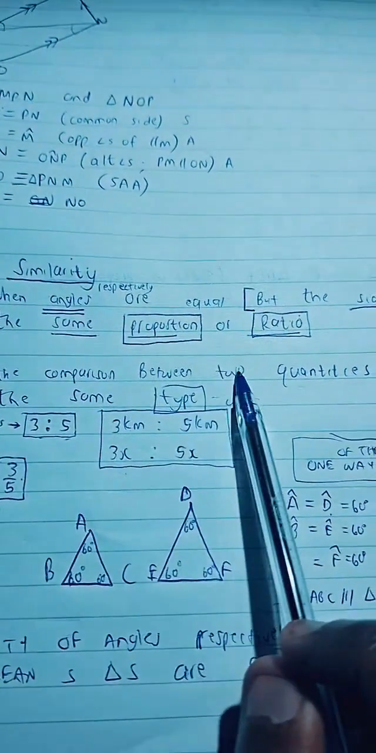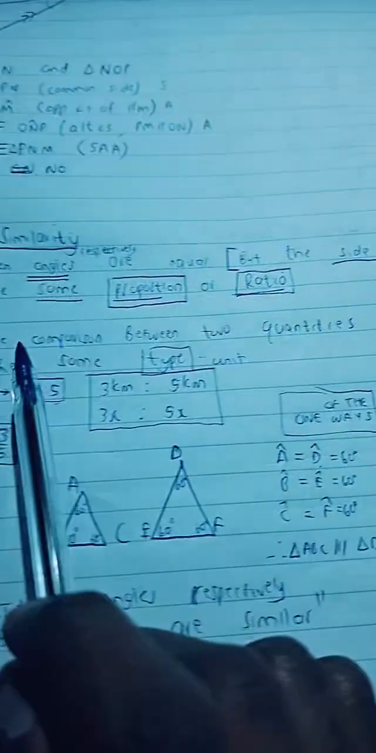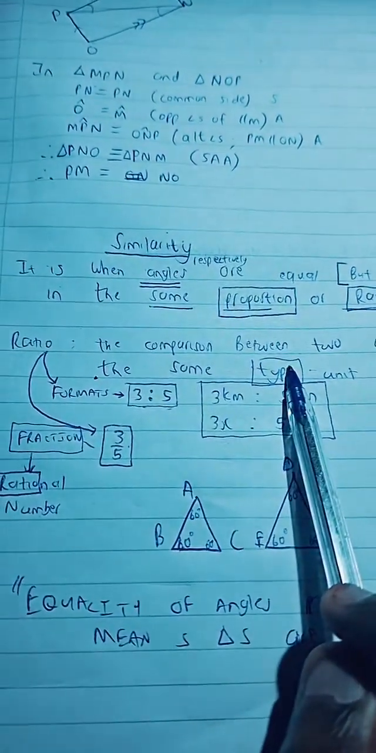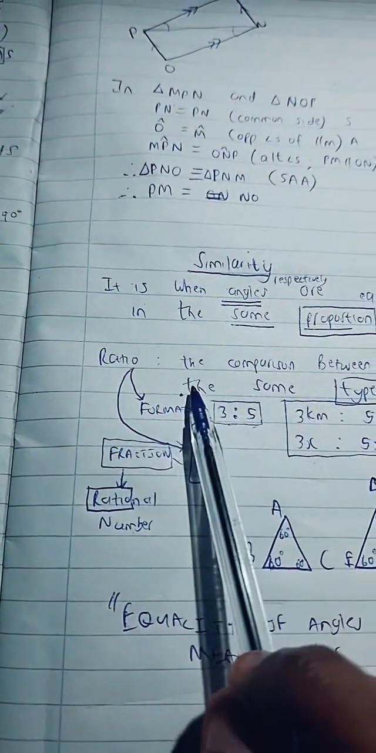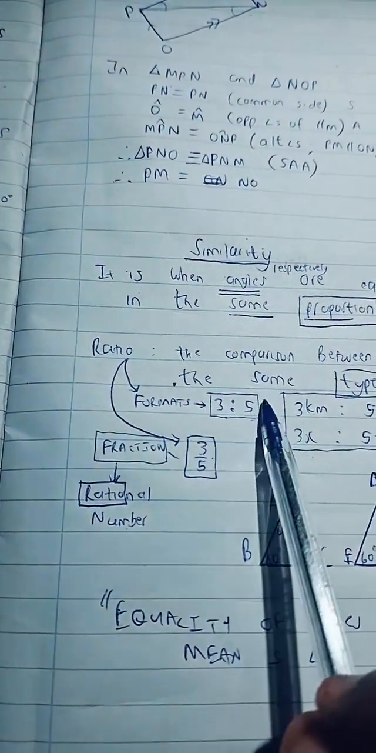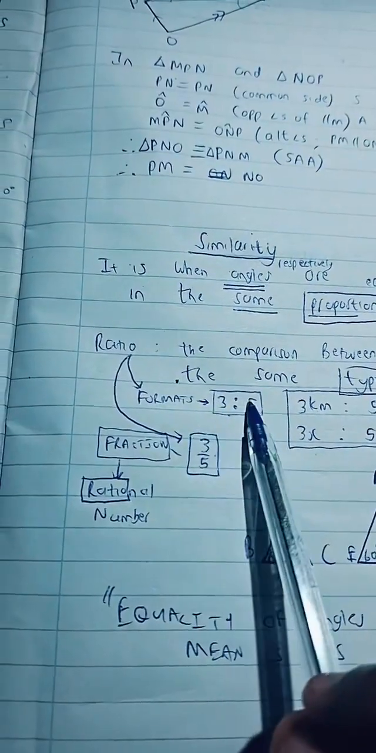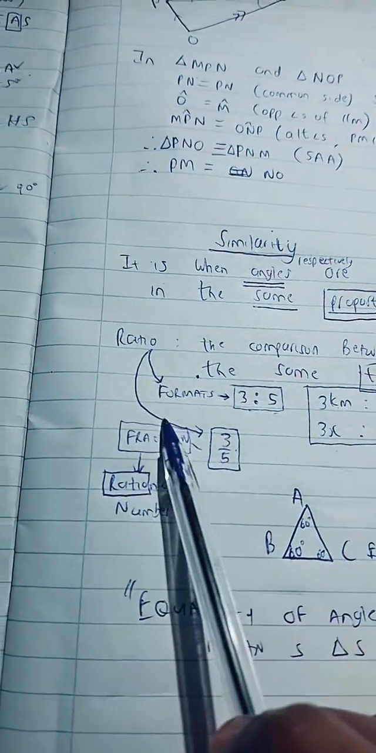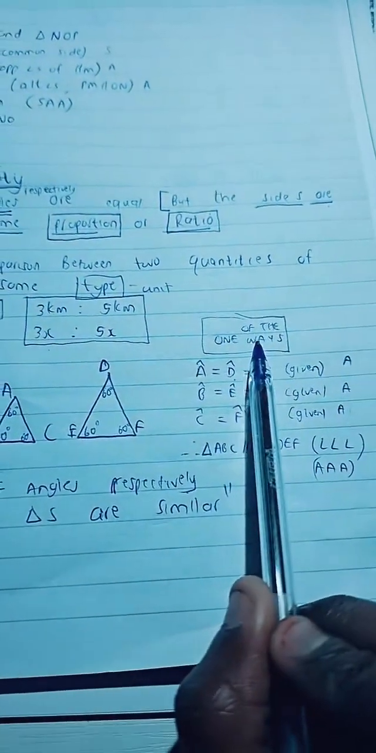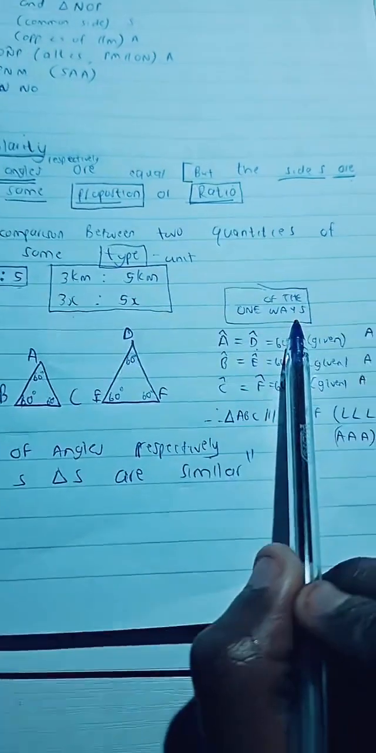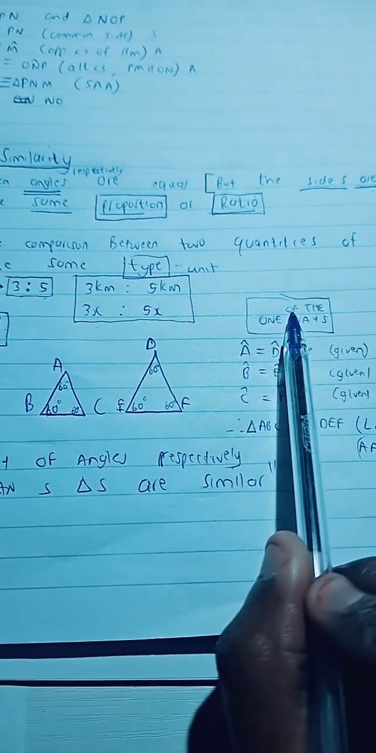It is the comparison between two quantities of the same type. What are the formats in which we write a ratio? The manner in which we can represent a ratio can be like this, 3:5, or we can write a ratio as a fraction.